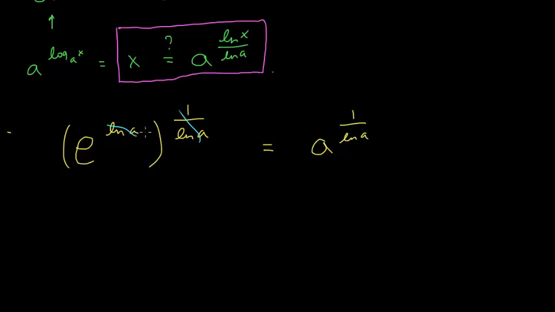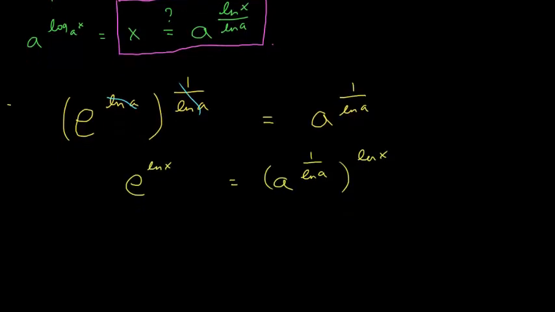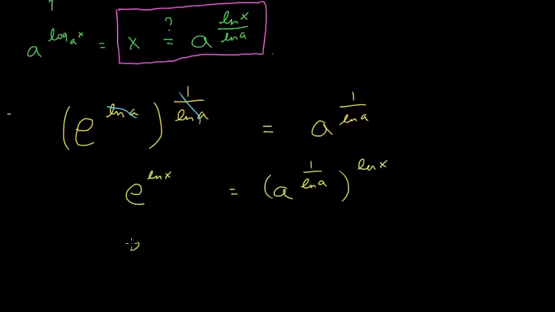So what does the left side simplify to? Well, the left side just simplifies to e. And the right side, of course, is a to the 1 over natural log of a. Now the last thing I'm going to do here is raise both sides to the natural log of x, and then do a little bit of simplification. My simplification is simply to say that e to the natural log of x is equal to a to the natural log of x over the natural log of a. And this right here is the key result.